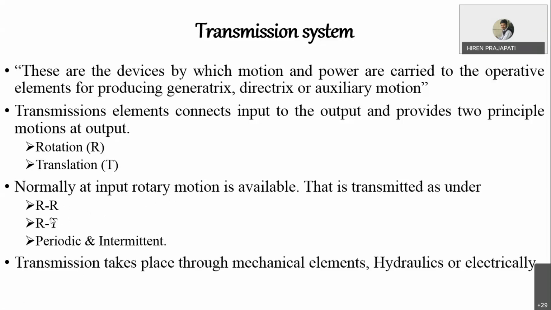Transmission takes place through mechanical elements, as I told you. So a transmission system can be mechanical, hydraulic, or electric. Mainly we will touch on mechanical transmission systems, and hydraulic and pneumatic transmission systems. We will not go into electric transmission systems. But as I told you, you can take a solenoid as one electric transmission system, right?